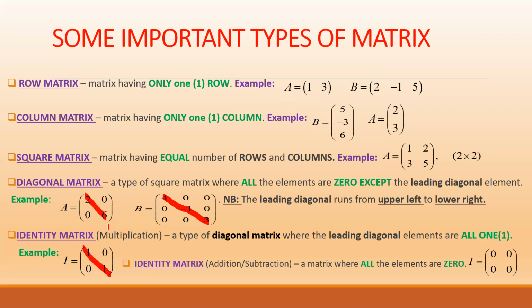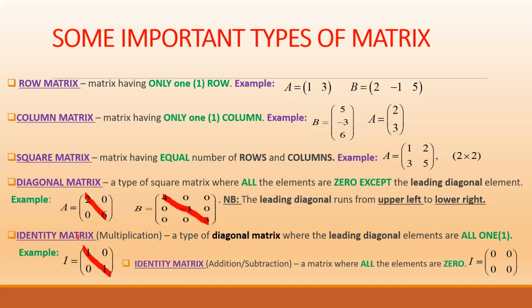However, for a diagonal matrix in general, the leading diagonal elements must not be 0. They can be any number. They could be 1, as in the case of the identity matrix for multiplication. They could be 2 and 6. They could be 4, negative 1, 3, any other number, once those numbers are not 0. However, even though the leading diagonal elements are not 0, for it to be a diagonal matrix, the other elements must be 0, as you can see here.